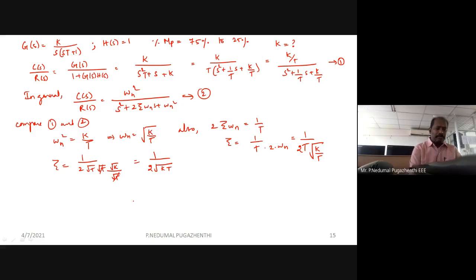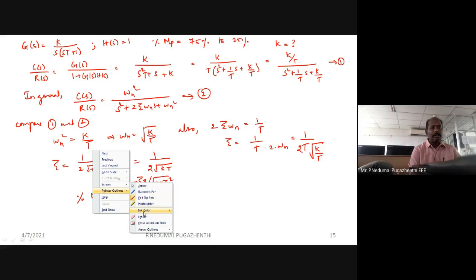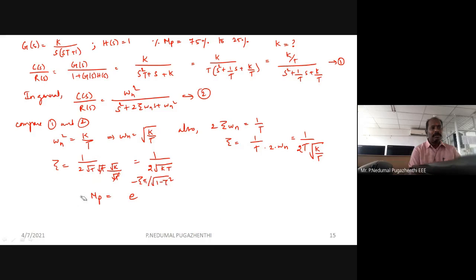Now let me write my formula for peak overshoot. Maximum peak overshoot MP is equal to e power minus zeta pi divided by square root of 1 minus zeta squared, into 100 probably. Okay, I will keep it as it is. Let me take out this percentage, otherwise I have to put 100 there, right? So this is my peak overshoot formula.